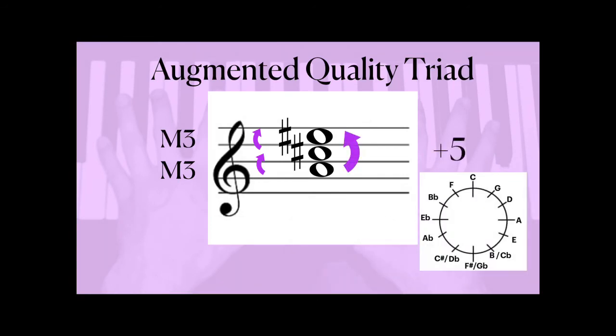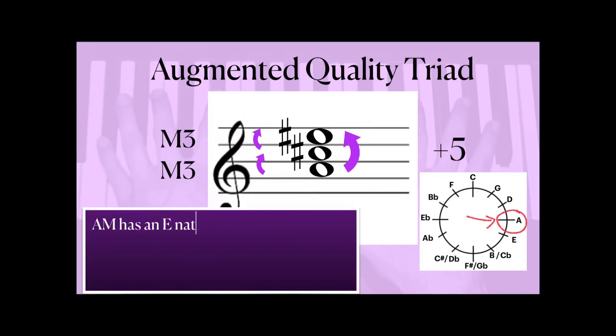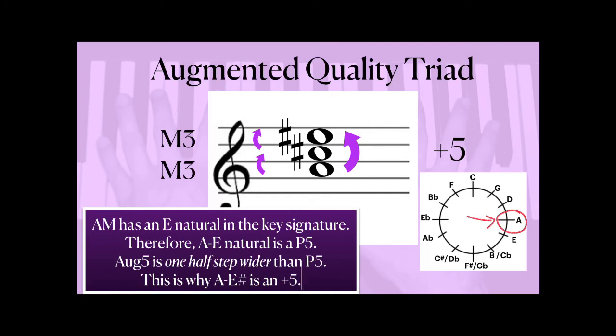If we locate our A on the circle of fifths and see that 1 degree clockwise is an E natural, that tells us that A to E is a perfect fifth. An augmented fifth is 1 chromatic half step wider. A major has an E natural in the key signature, therefore A to E natural is a perfect fifth. An augmented fifth is 1 half step wider than a perfect fifth, and this is why A to E sharp is an augmented fifth.